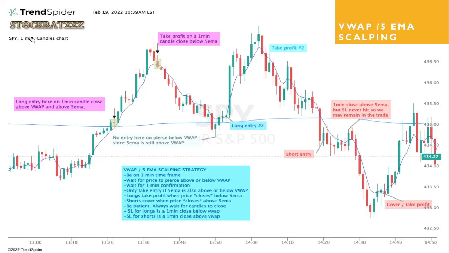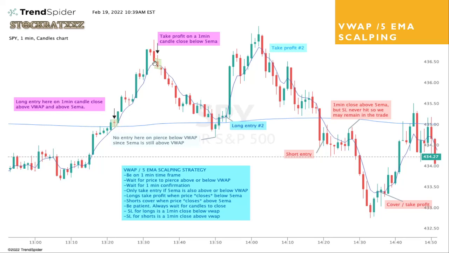And keep in mind, we're in a 1 minute chart here. A 1 minute candle close above the VWAP and 5 EMA, while the 5 EMA is above the VWAP. There, we can take calls and we can ride the short-term momentum. What's our exit going to be? When a one-minute candle closes below the 5 EMA.